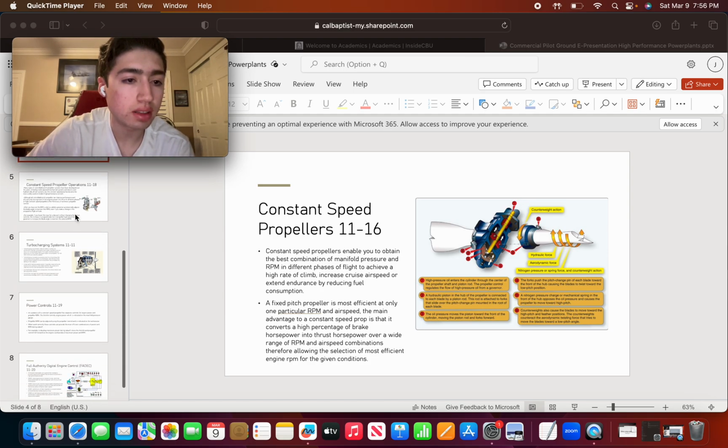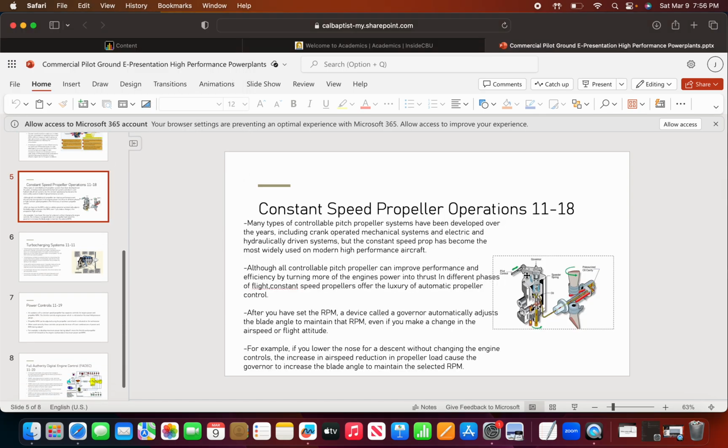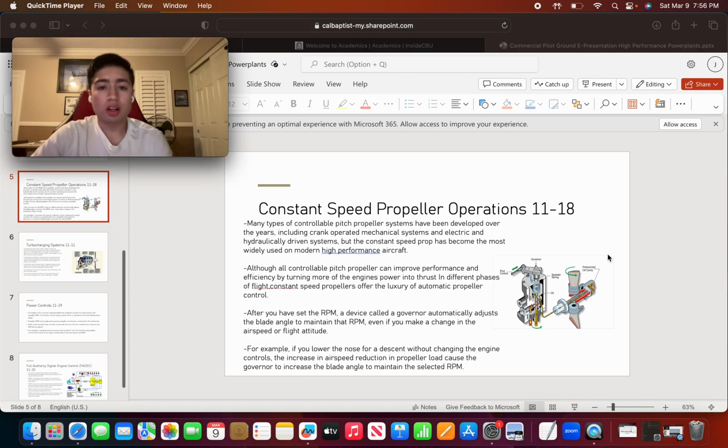Move over to the next slide. Constant speed propeller operations, 11-18, meaning how they work. Many types of controllable pitch propeller systems have been developed over the years, including mechanical, electric, and hydraulic, but the constant speed prop has become the most widely used on modern high performance aircraft today. Although all controllable pitch propellers can improve performance and efficiency by turning more of the engine's power into thrust in different phases of flight, constant speed propellers offer the luxury of automatic propeller control.